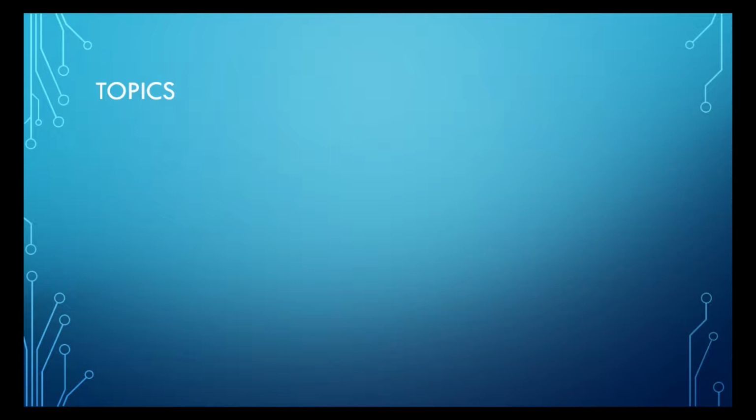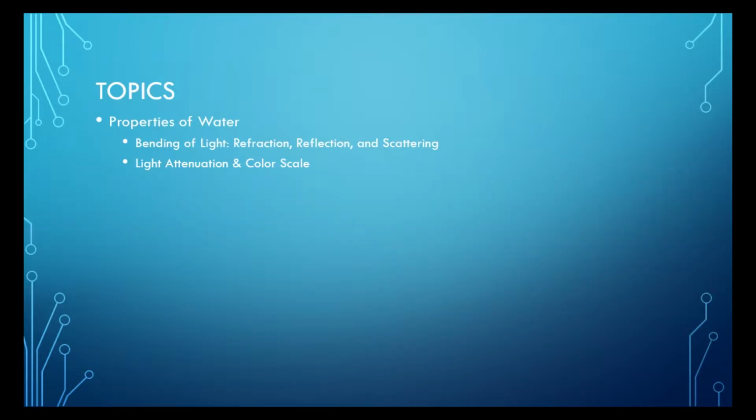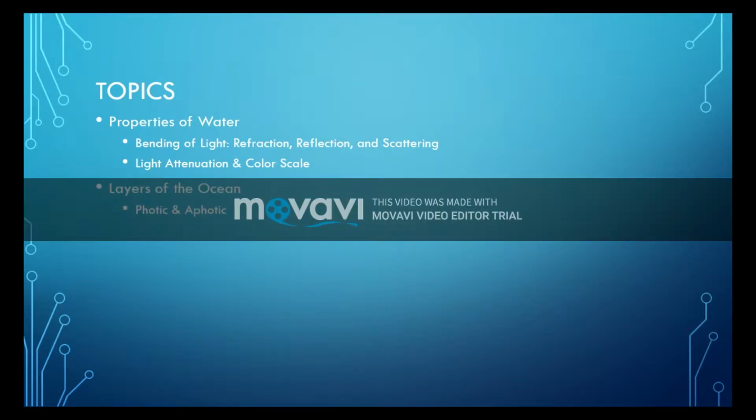Topics that I will be going over throughout the presentation will be the properties of water. The first part is the bending of light, which can be broken into three different actions: refraction, reflection, and scattering. Light attenuation in the color scale as it pertains to depth of water increasing. The layers of the ocean itself, the photic and aphotic zones, which the photic is thought to be with the highest productivity and the aphotic is the darkest.